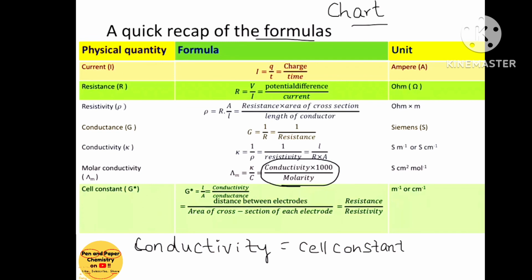Conductivity is cell constant into conductance. I hope you are writing down these formulas, and if you have written them down once, half of the task is already done. Unit for cell constant, L divided by A, so you will have per meter or per centimeter. So are we ready to do the numericals?